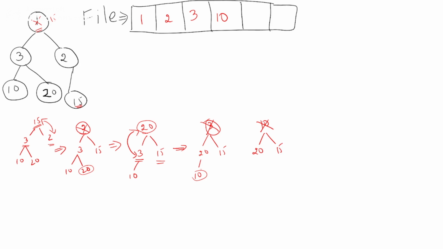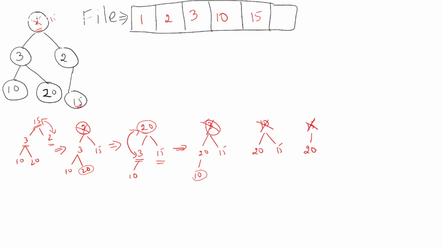Then 15 will be replaced by 20, the last element you have. So 15 will be placed at the root position. Now compare 15 and 20. There is no change because 15 is smaller than 20. So in the next iteration I can copy 15 over to the file.